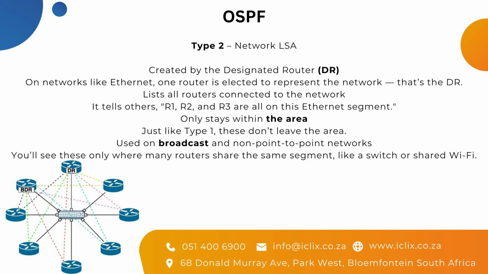Type 2, Network LSA. Created by the designated router, DR. On networks like Ethernet, one router is elected to represent the network. That DR lists all routers connected to the network. It tells others, R1, R2, and R3 are all on this Ethernet segment. Only stays within the area. Just like Type 1, these don't leave the area. Used on broadcast and non-point-to-point networks. You'll see these only where many routers share the same segment, like a switch or shared Wi-Fi.